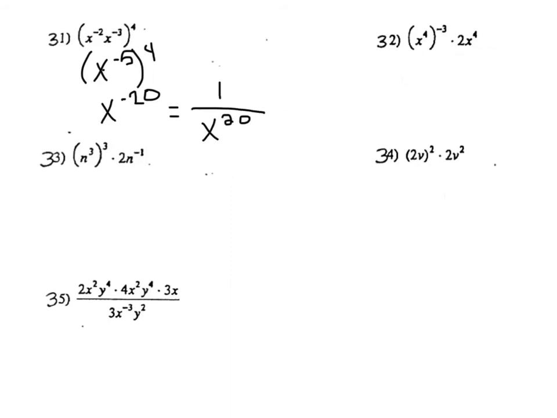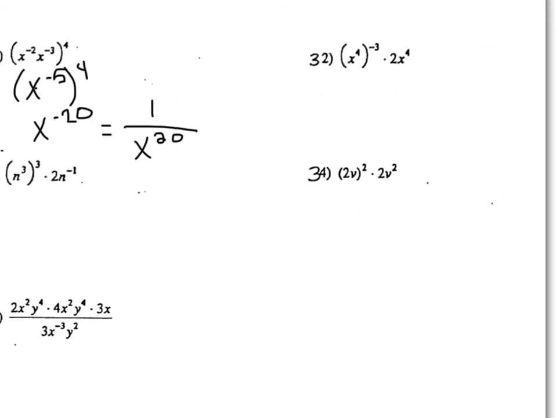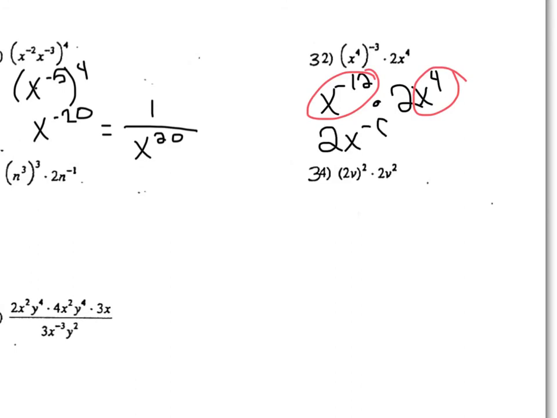32, we need to take care of that negative 3 on the outside before combining my bases. So since that negative 3 is up in the air like that, we're going to multiply 4 and negative 3, which is x to the negative 12th, times 2x to the 4th. I've got same bases here. Since I'm multiplying, I'm going to go ahead and add them. Bring down that 2, and I have x to the negative 8.